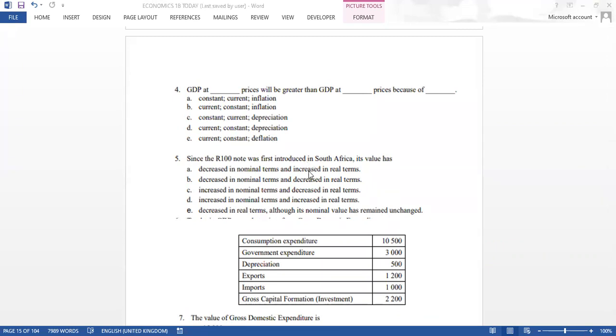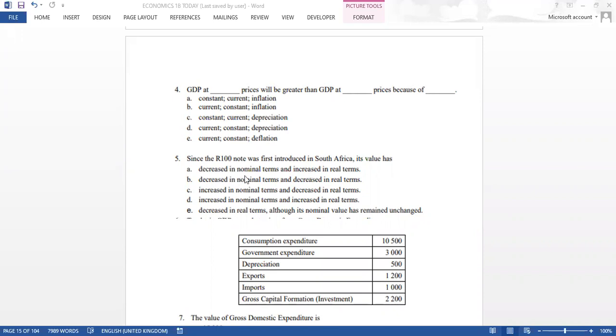So 4 is B. Then 5 is stating that since the 100 Rand note was first introduced, its value has... We didn't talk about the monetary economy, but I'm sure with what you understand now, you are able to answer question number 5. It's saying that since the 100 Rand was first introduced in South Africa, its value has decreased in real terms? Is it decreased in real terms, or is it increased in nominal terms? So which of the options that we have there?